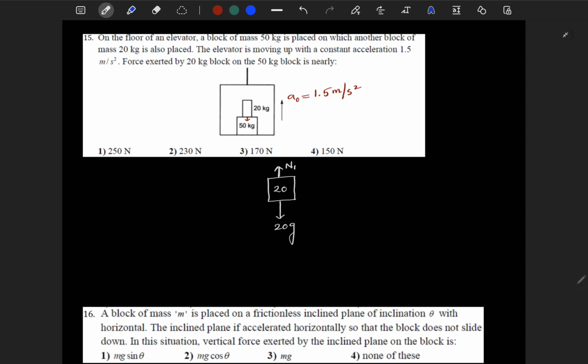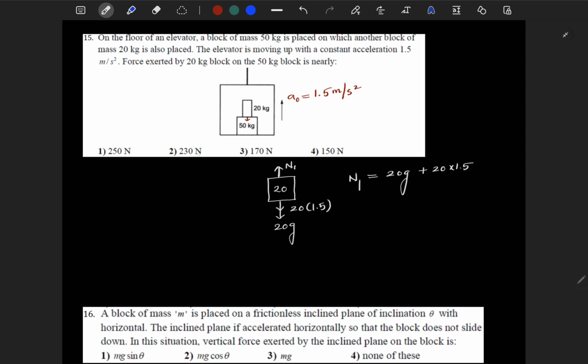Apart from this, since this whole system is also moving upwards with acceleration 1.5, the pseudo force on it is m a naught, which is 20 times 1.5. Since it is at rest with respect to an observer in the elevator, the net force is like n1 is equal to 20 g plus 20 into 1.5.